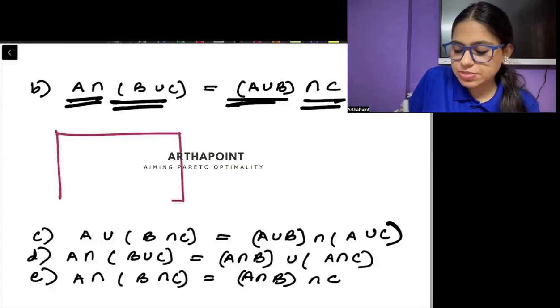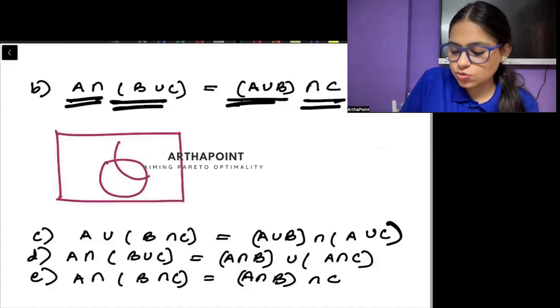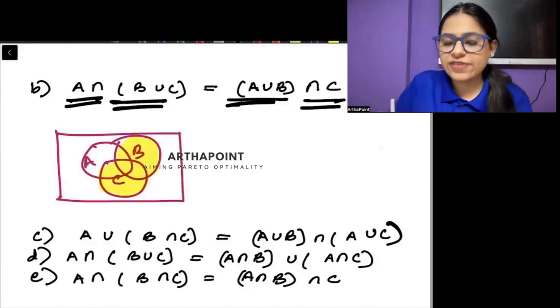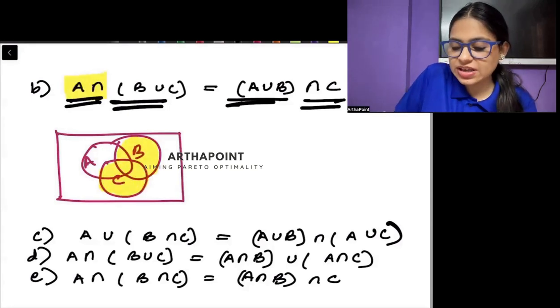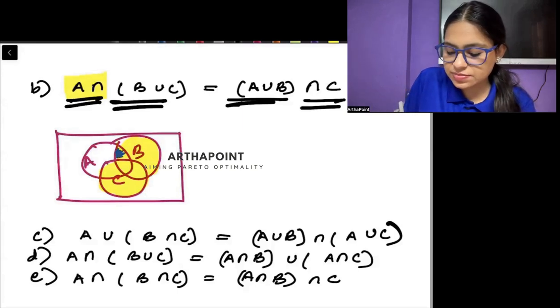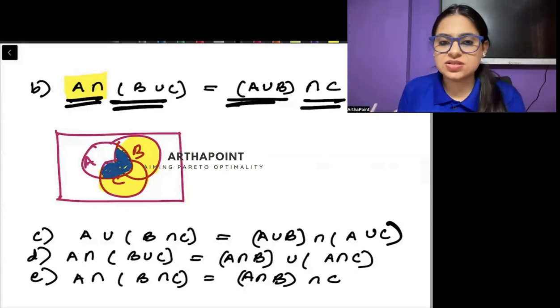So agar main B union C karti hu, if I do B union C, this is B, this is C, this is A. So B union C will be this entire thing. And if I find out what is its common area with A, I will get this part. This is common with A. So I will get this as the answer.